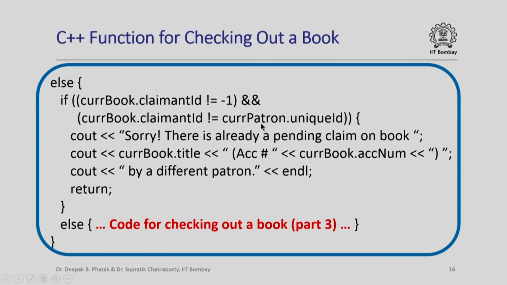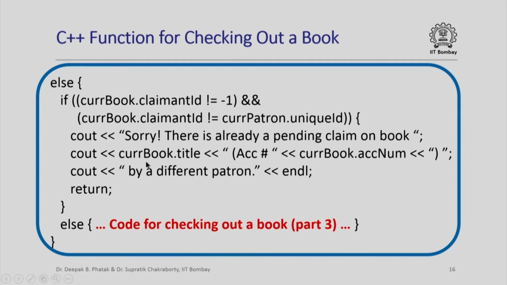If so, we can allow the current patron to check out the book, but if the claimant ID is different from current patron's ID, then we cannot allow current patron to check out the book because somebody else has already claimed this book. So we are going to say, sorry, there is already a pending claim on this book by a different patron, and we are going to return.